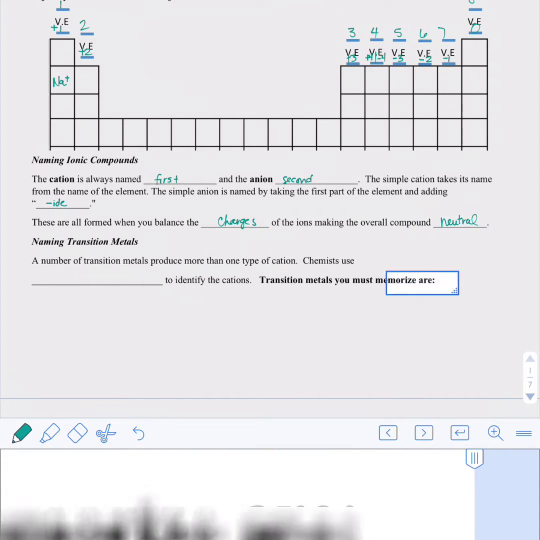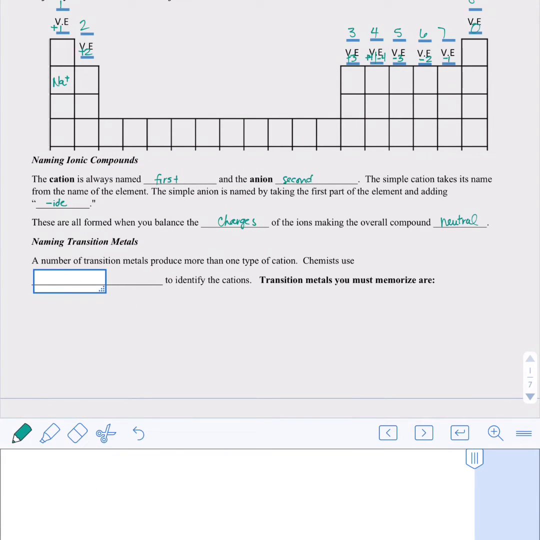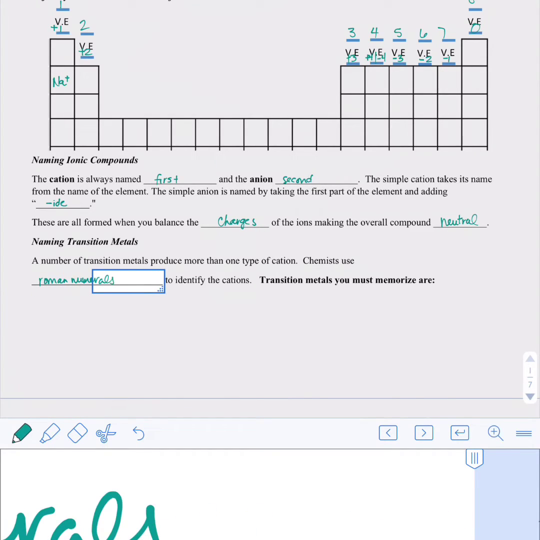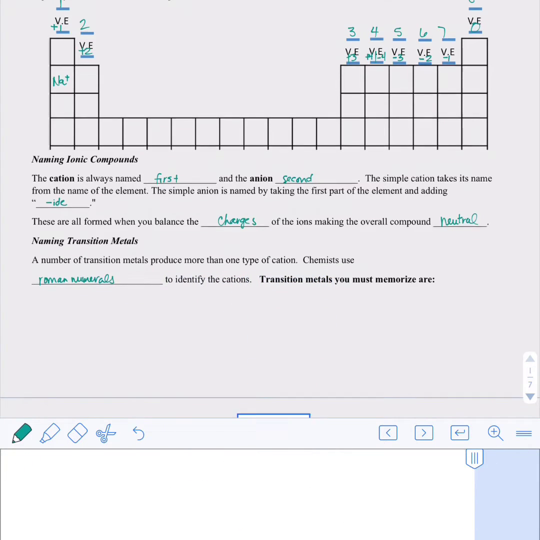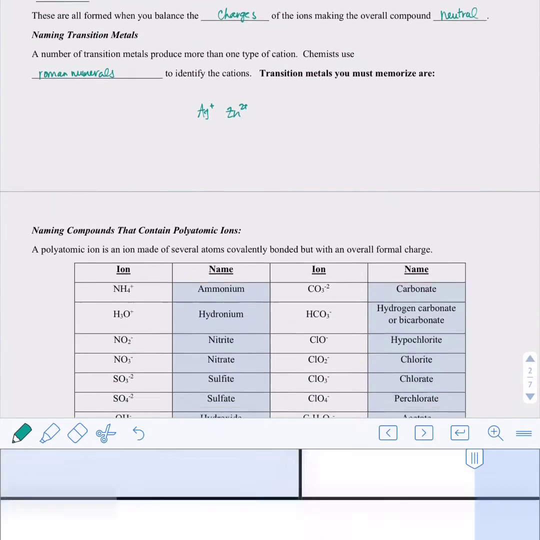With transition metals, notice how we didn't do anything with the transition metals. A number of transition metals produce more than one type of cation. Chemists use Roman numerals to identify the cations. The transition metals that you must memorize are: silver is always +1, and zinc is always 2+. Nothing else you have to memorize.